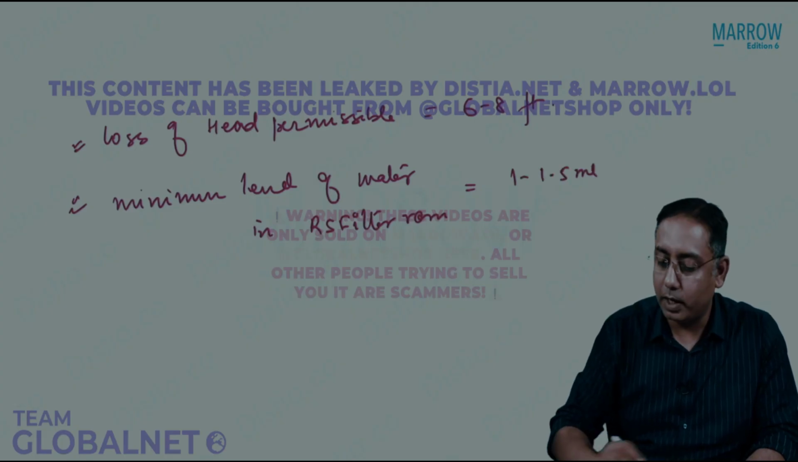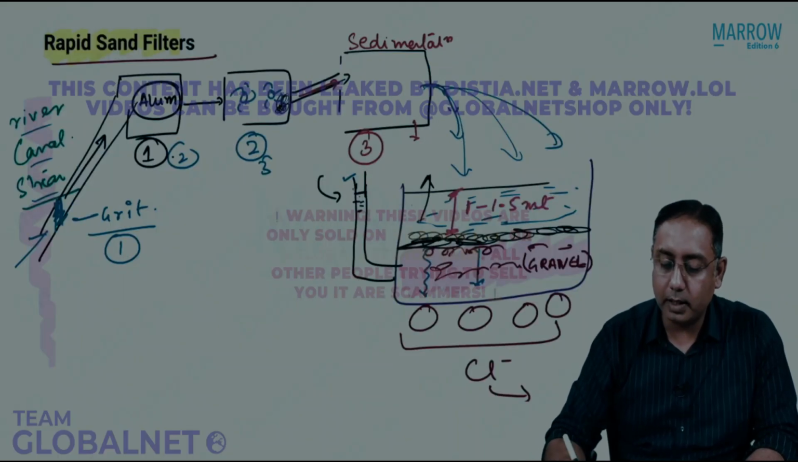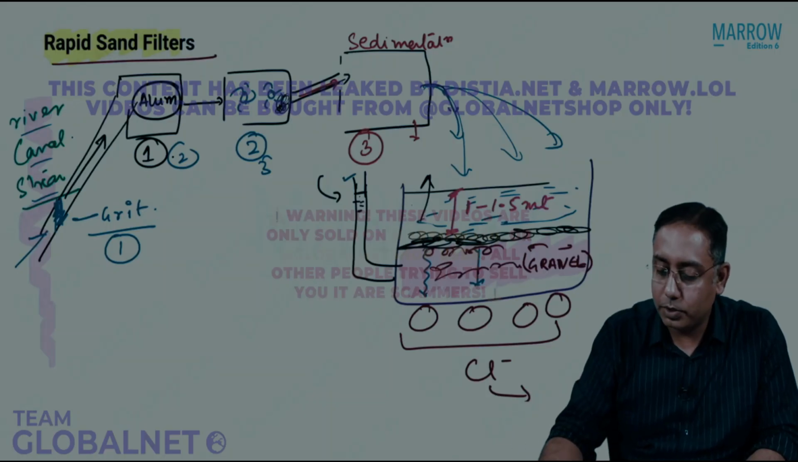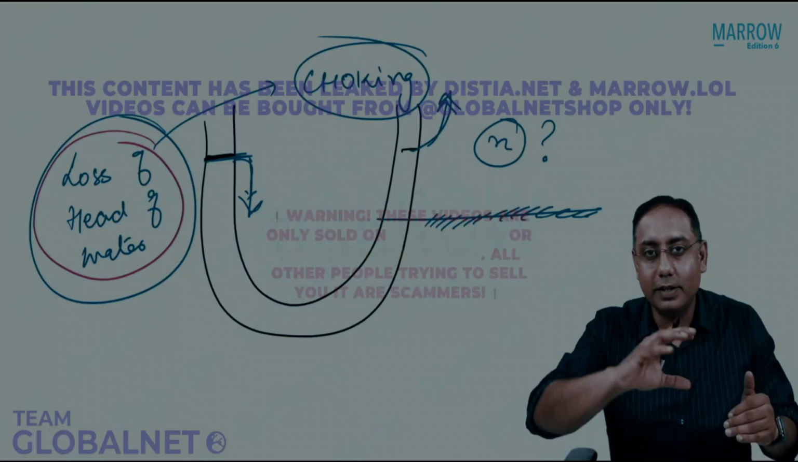It should be around 1 to 1.5 meter. Minimum level should be there. So this is what is a loss of head and this is what is choking. So a lot of MCQs you have done over here. We are just coming back to the rapid sand filter just for a moment.